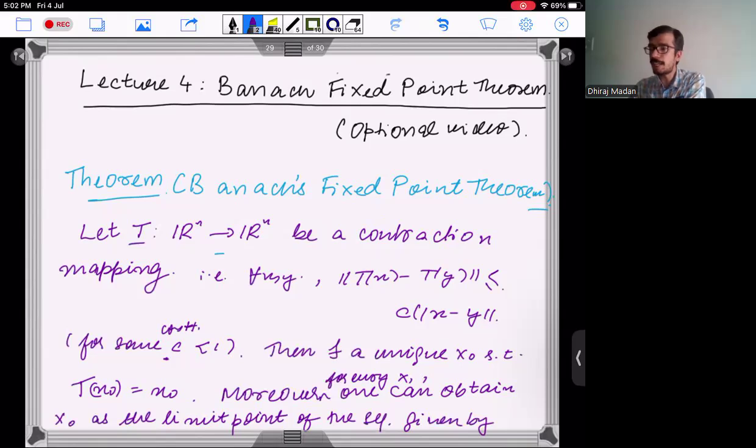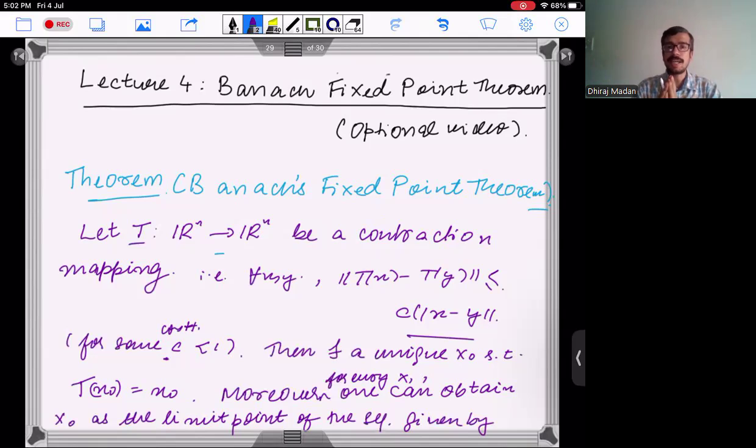So the distance between x and y, whatever it was, now I apply this mapping T to x and T to y, and the distance between them would have shrunk after applying this mapping, right? So the distance between Tx and Ty is less than or equal to some constant times the distance between x and y. That's the assumption of the theorem. If this is true, then we say that this is a contraction mapping.